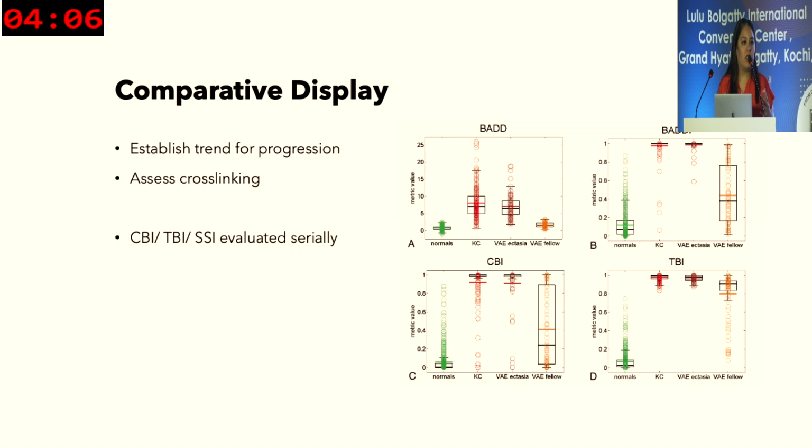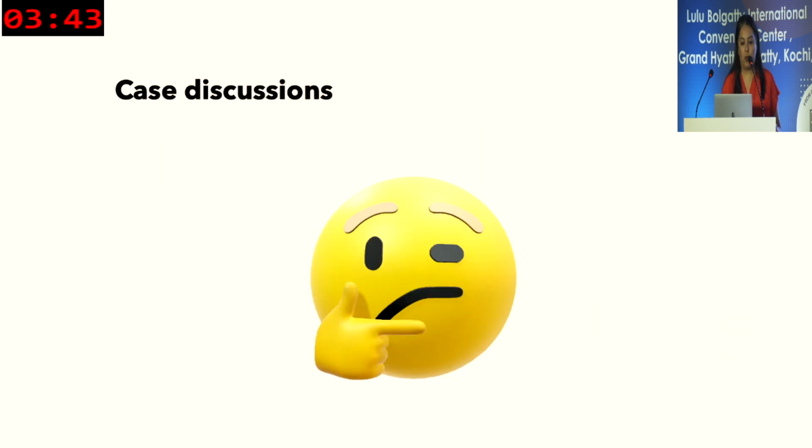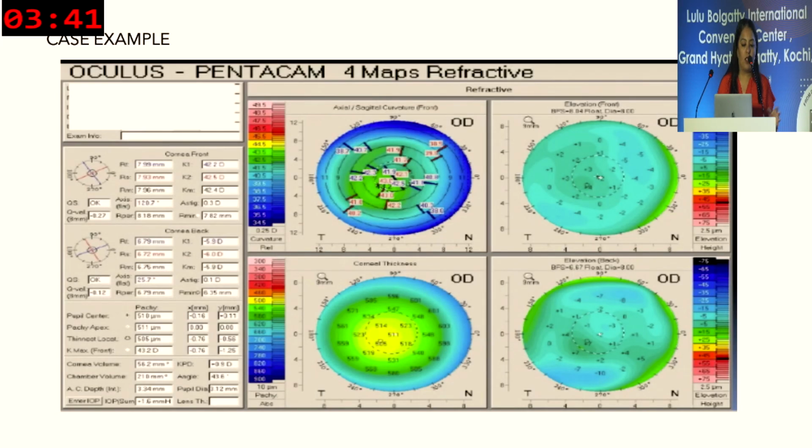If you see, this is a paper showing that it is the TBI which gives you a better sensitivity and specificity for detecting the fellow eye biomechanical weakness in patients who do have keratoconus. So if these three indices are suspicious, even if TBI is suspicious, take it with more concern than if the CBI is suspicious. Just moving on to some case discussions.